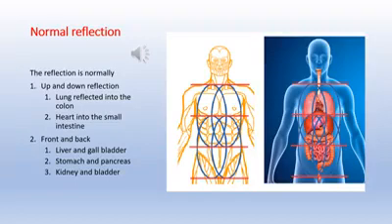Now, this 3 section, sometimes you can reword it. You can turn it 180 degrees, and then it's still the same. So the reflection can be top down and bottom up, and also front and back, and left to right. The liver and gallbladder are left to right. The stomach and pancreas are also right to left. Then the kidney and the bladder are front to back. This is also the normal reflection.